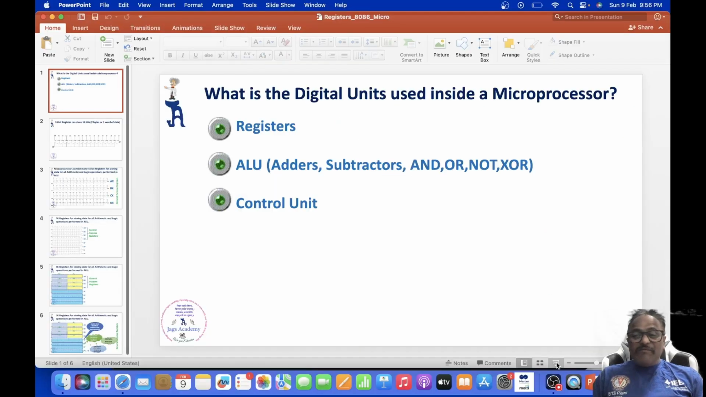I hope with this small video you have understood the registers used in the microprocessor. Good. We will continue with another lecture in the next video.